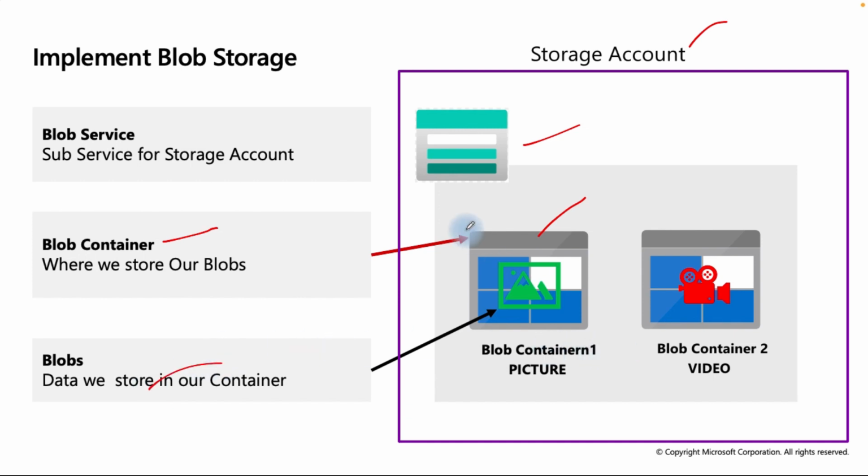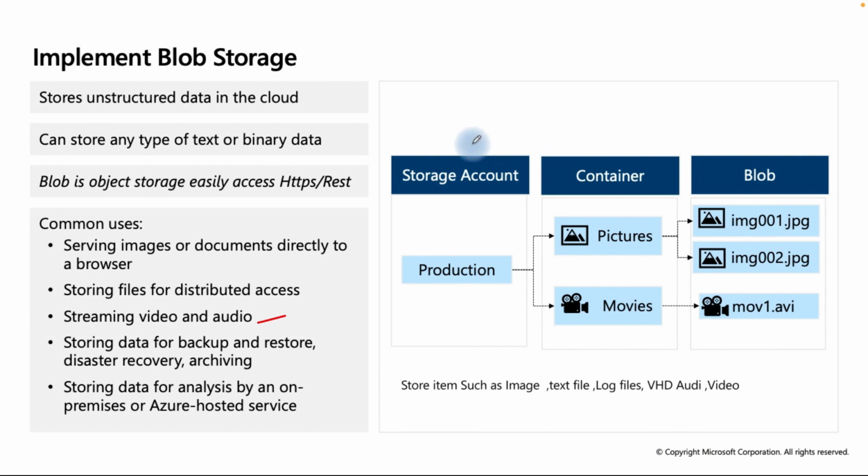That is the data we store in our container, meaning blobs. Okay, so we will go to the first slide. See here, one storage account is named production. After production, they have containers; two containers are available there: pictures and movies. The pictures are stored in the picture container and the movies in the movie container. Those files are called blobs, and a container holds all the blobs.